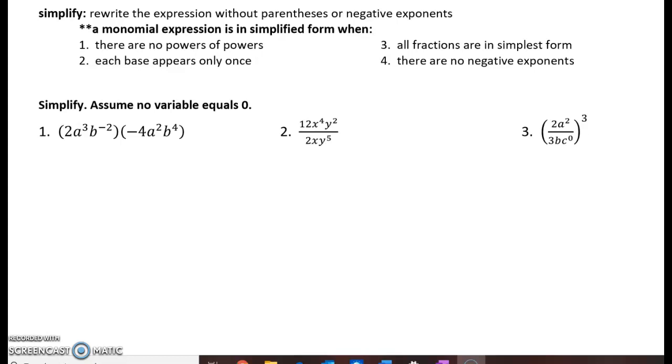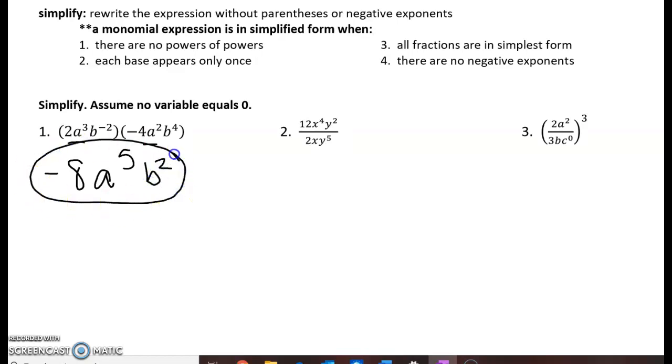To start, you're going to want to take your numbers and combine like terms. For example, on number 1, you've got 2 and negative 4, so you take 2 times negative 4 and get negative 8. You have a cubed and a squared. When you multiply and add your exponents, you get a to the 5th. B to the negative 2 times b to the 4th: negative 2 plus 4 is b squared, and then that's your answer.